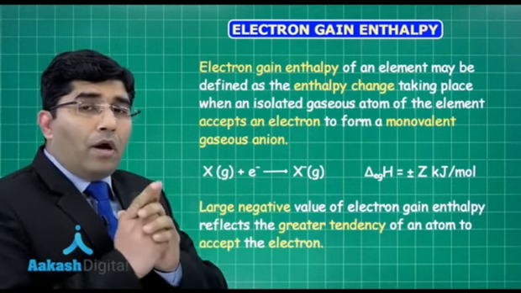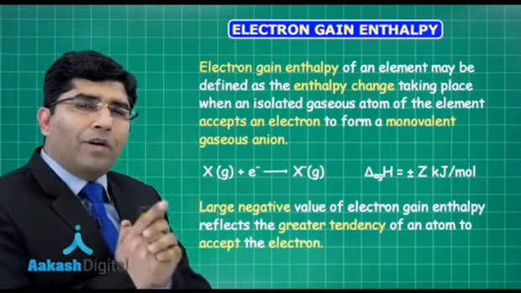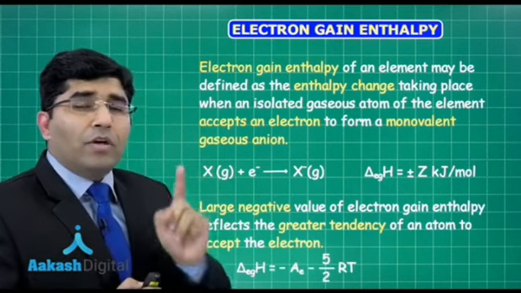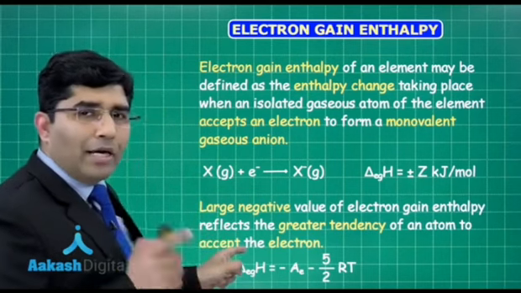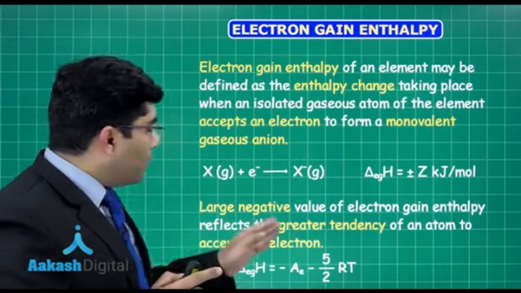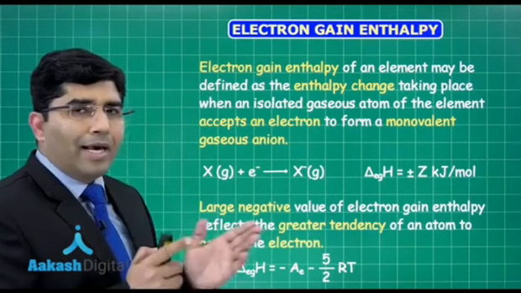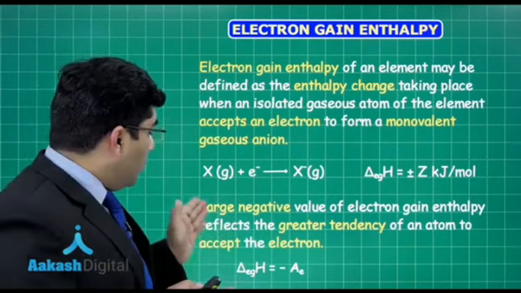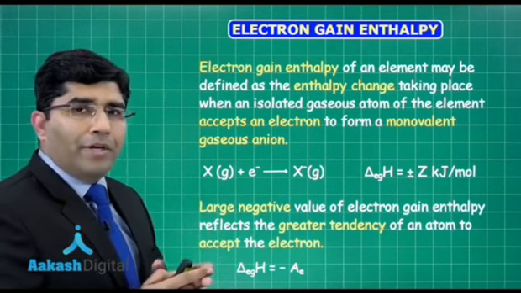Now, electron gain enthalpy is similar to electron affinity, but there is a difference of the sign. The actual relation is given in NCERT and the relation is delta H, that is electron gain enthalpy, equals negative of electron affinity minus 5 by 2 RT. T is the temperature in Kelvin, R is gas constant. But since you are in class 11th, you can use delta H is equal to minus of electron affinity, right?